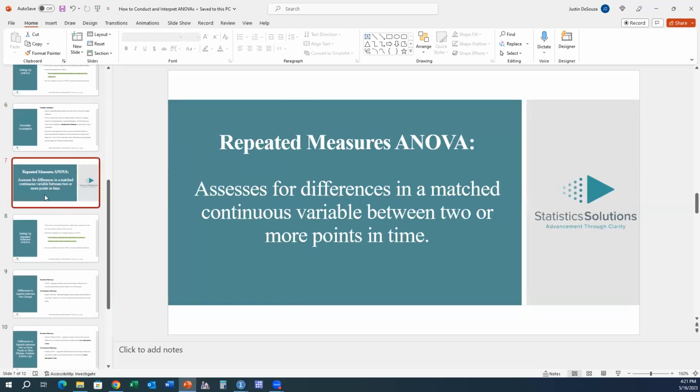The other form of an ANOVA is done when you're running a longitudinal study. Okay, so if you have pretest, post-test, or some follow-up in the future, you're looking for differences over time. That's when you do a repeated measures ANOVA. So you need to have a matched continuous variable. That just means the same participants are coming back for pretest and post-test and follow-up. And we're comparing two or more points in time.